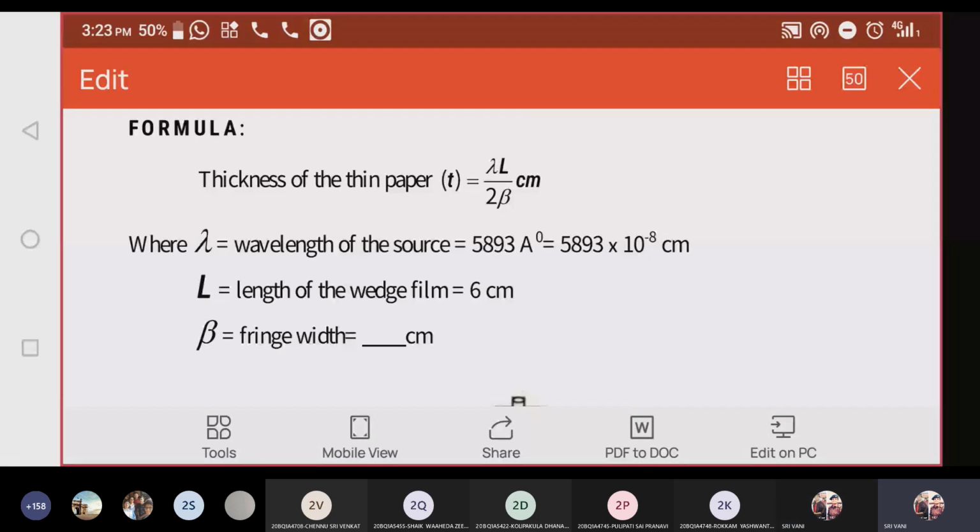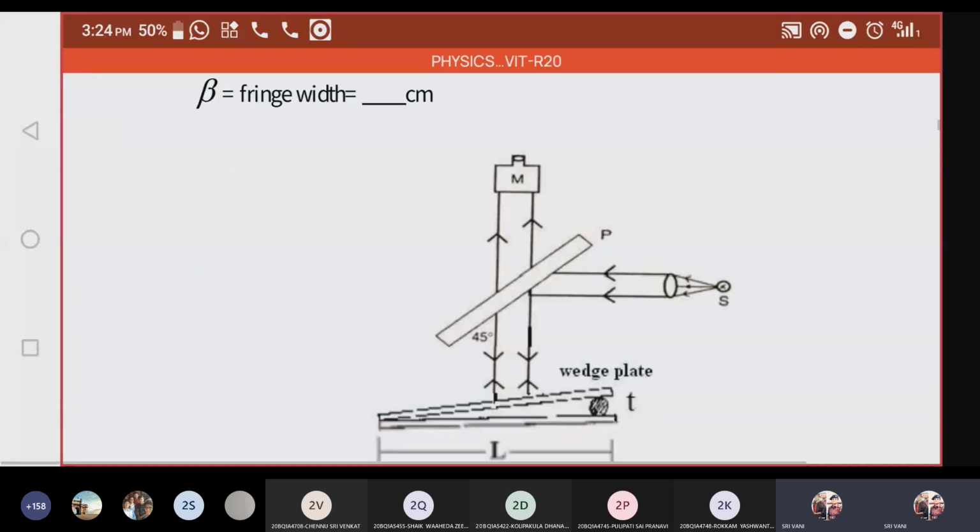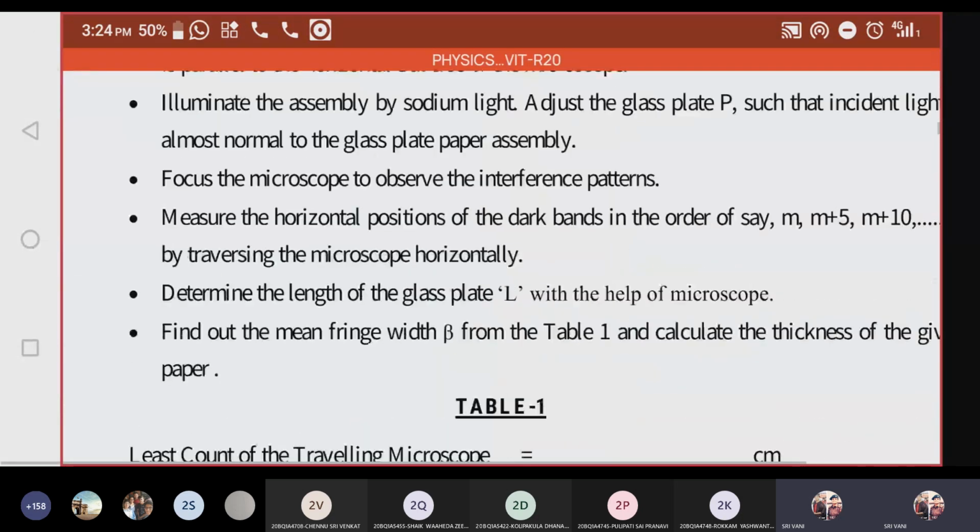Finally, we have to find out the beta value. That is observed in the table. Finally, we get the thickness of the thin paper as nearly 0.0010.